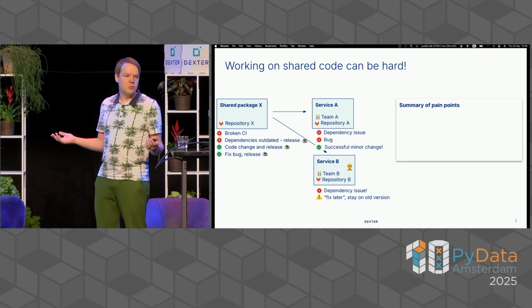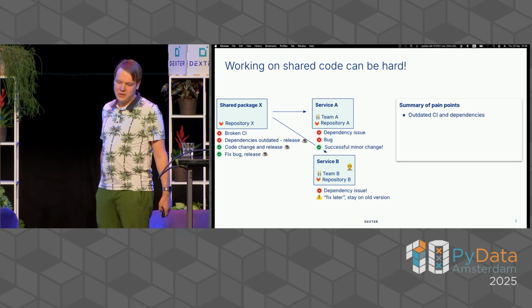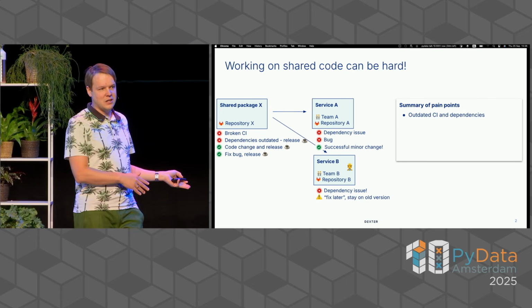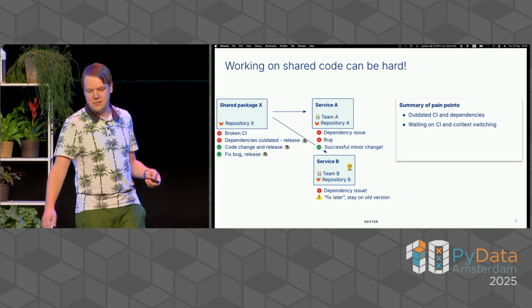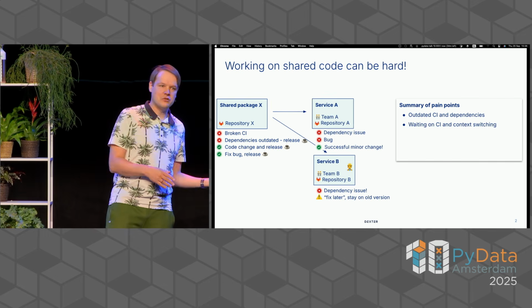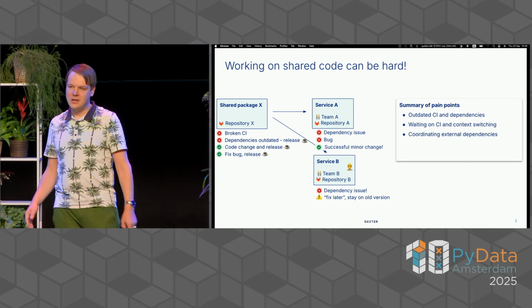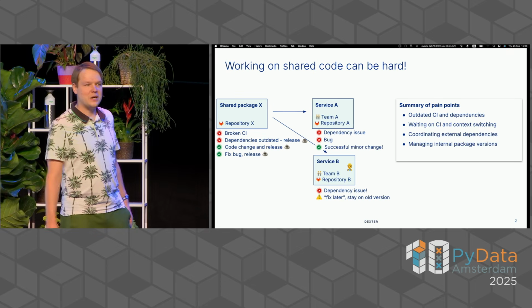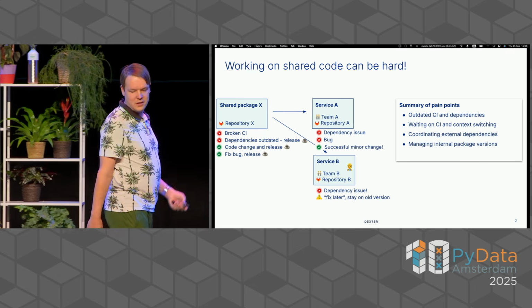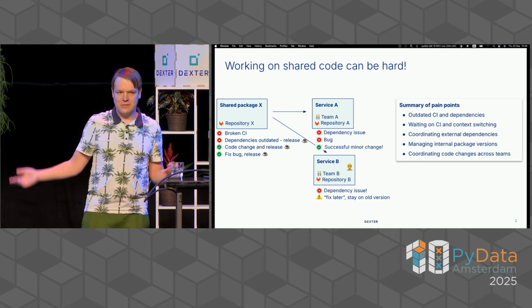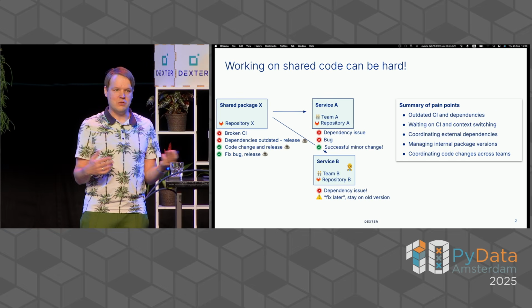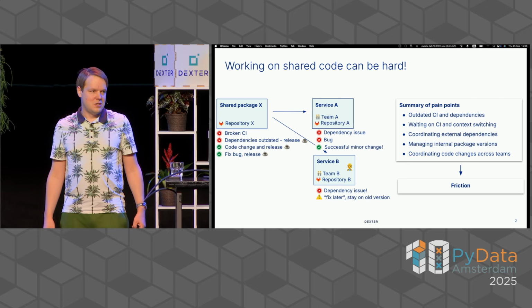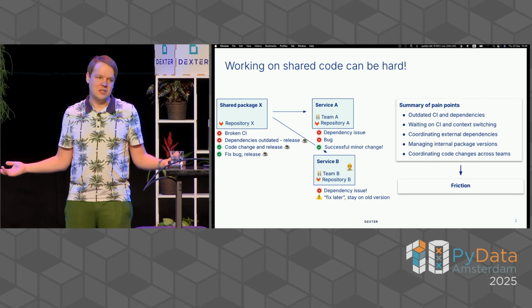So to summarize the pain points we have seen in this very little example, it's very easy if you have a setup like this that you run into outdated CI, that you run into dependencies that you have to fix across. There's a lot of waiting on CI, there's a lot of context switching, there are external dependencies to coordinate, there are internal package versions that you end up with, and then you have to coordinate all those code changes across teams, which can become very, very painful. So to summarize, there's a lot of friction in this setup.